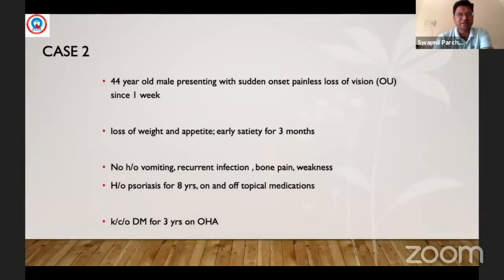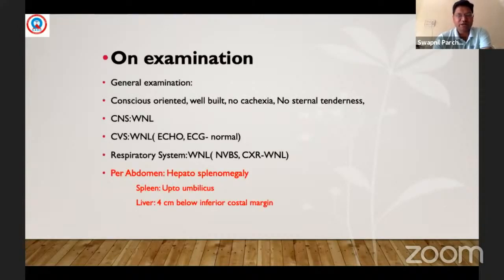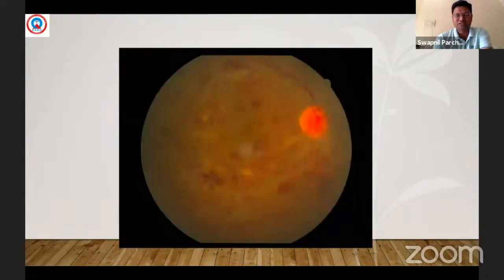So this is my second case. He is again a 42-year-old male, who presented with sudden painless loss of vision since 1 week. He also had loss of weight and appetite for 3 months. On per abdominal examination, he had hepatosplenomegaly. This is the fundus picture. What we can see is florid NVD, neovascularization of the disc, a few scattered retinal hemorrhages over the posterior pole, and we can appreciate retinal vasculitis as well.